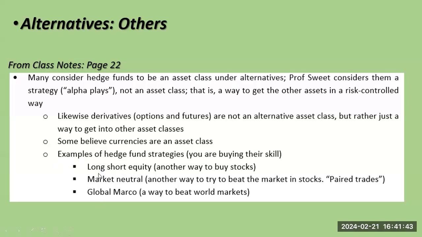So here are some common hedge fund strategies: long, short, market neutral, global macro. We did a lot of global macro. You should have some familiarity with hedge funds, but we're not going to cover them in this class. Infrastructure, I didn't put that in there. I would consider infrastructure to be an alternative asset class.